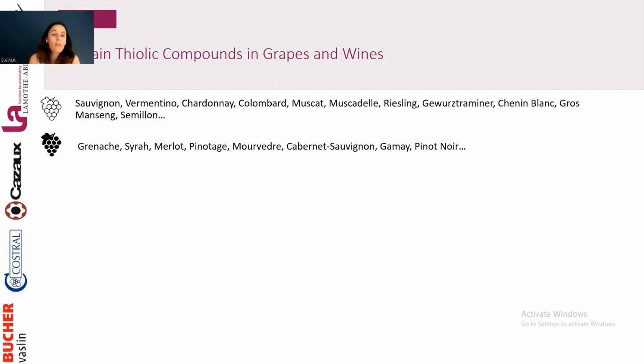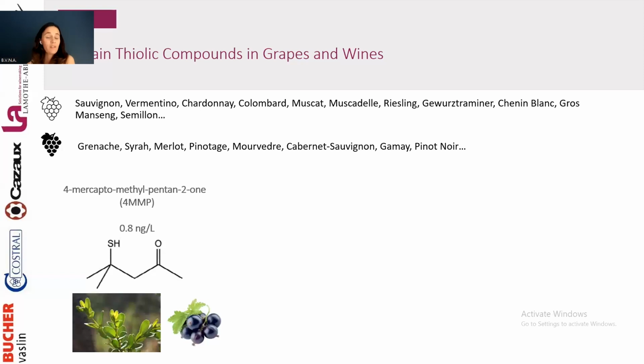On red grapes, we know they are present because we have a lot of thiolic compounds in rosé, which are coming from red grapes. So we already know red grapes have thiolic compounds, and lately there are more studies on thiols in red wine, and we found very high concentrations of thiolic compounds in red wine too. So the richest varieties are Grenache, Syrah, Merlot, Pinotage, Mourvèdre, Cabernet Sauvignon, Gamay, and Pinot Noir, which are very rich in thiolic compounds.